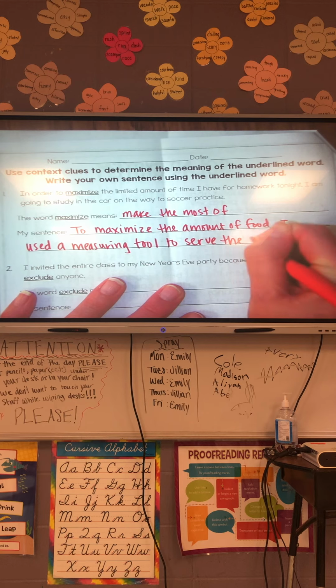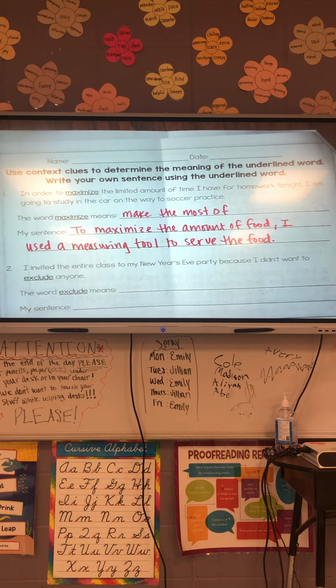So if I had food and I had to kind of make sure that I had enough and I wanted to maximize that, then I would make the food, and then I may measure out how much everybody gets to kind of maximize that amount of food, or to make the most out of that amount of food.